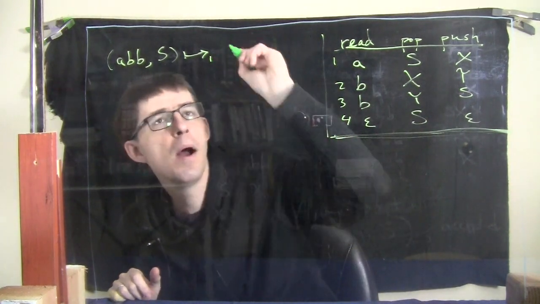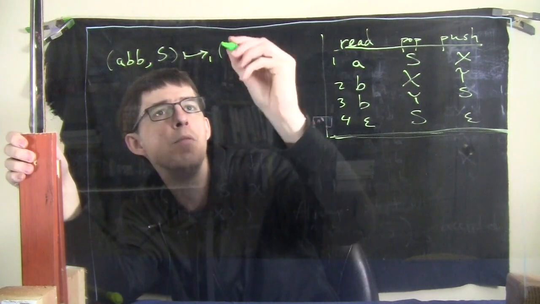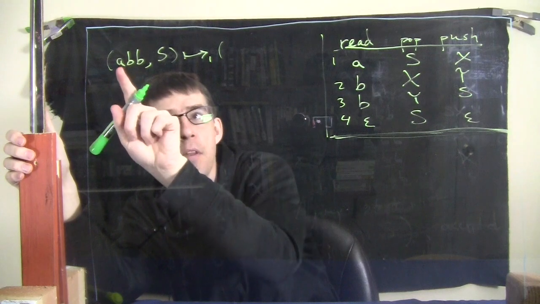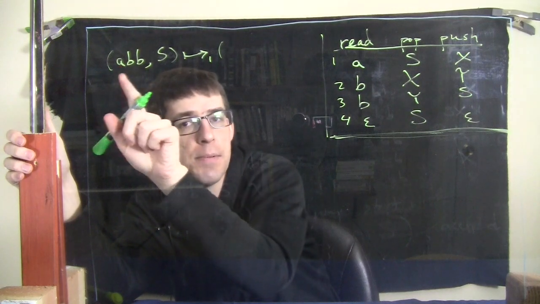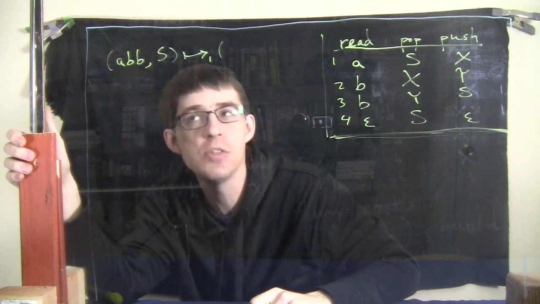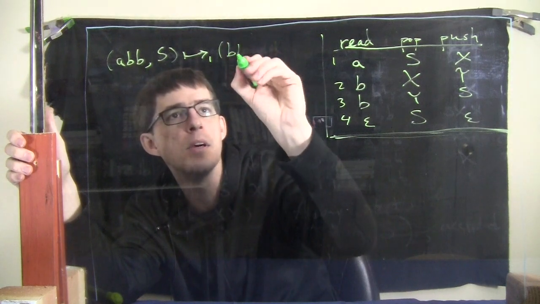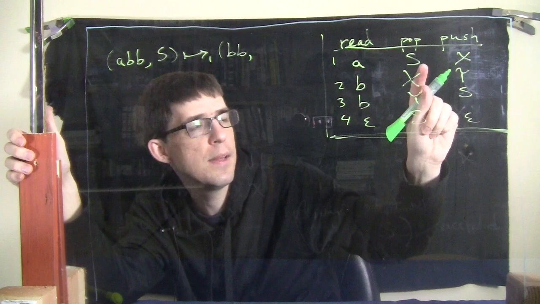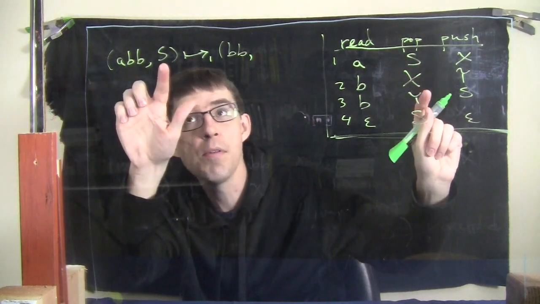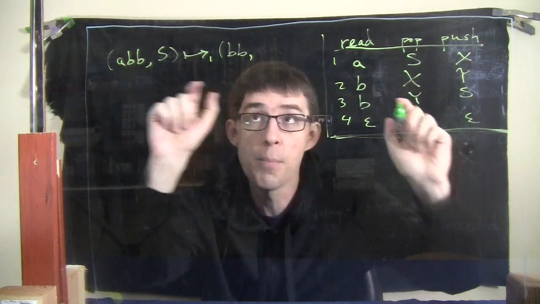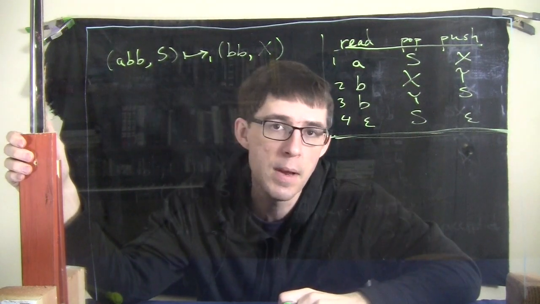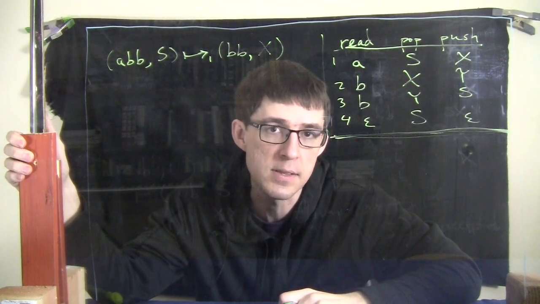So I'm doing rule number 1. We read the A. That means in this string, I'm going to throw away this A because this string represents the part of the string that remains to be read. So it's going to say BB like that. And then S, it says pop the S from the stack. So we throw this S away and push X. So we're going to put X right there. All right. So now it says BBX.